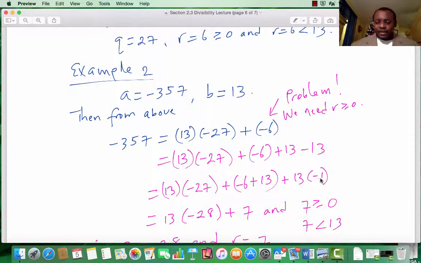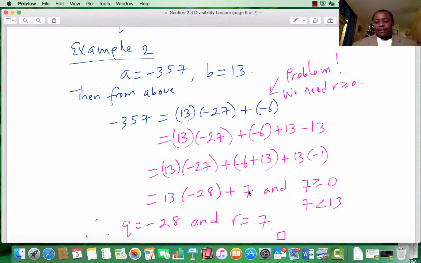Negative 13 can be written as 13 times negative 1. I have 13 times negative 27 plus 13 times negative 1. Add those together, it will give me 13 times negative 28, and negative 6 plus 13 would give me 7. My 7 is bigger than or equal to 0, and it is less than 13, and this becomes my Q, and this is my R, and I am done.